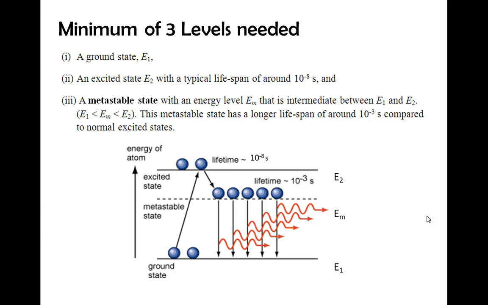We call the ground state E1, we call the excited state E2, and we call the middle level a metastable state. The normal energy levels have a very short lifetime of 10 to the power minus 8 seconds, whereas the metastable state is a state which is stable, or metastable as we call it. It has a lifetime of 10 to the power minus 3 seconds. Although it is small, it is much larger than a normal lifetime. In fact, it is 10 to the power 5 times longer. Hence, we allow more atoms to be formed at this level.